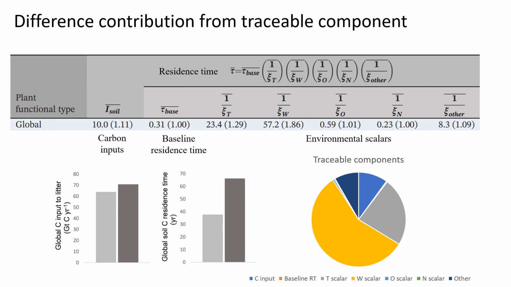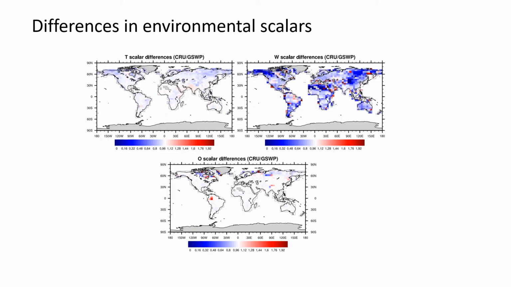Among all the traceable components, the water scalar consistently made the most significant contribution to the difference in soil carbon storage under the two sets of forcings. Differences in environment scalars have been further compared globally. The most significant differences are still found in water scalars, especially in permafrost region and desert. Both permafrost region and the desert have little liquid water in the soil.